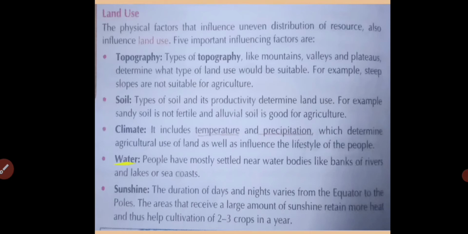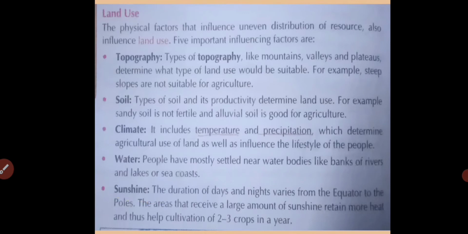Next is the water. People have mostly settled near water bodies like banks of rivers and lakes or the sea coast. Water is a basic need for our life. That's why from the starting the people prefer to settle near the rivers.